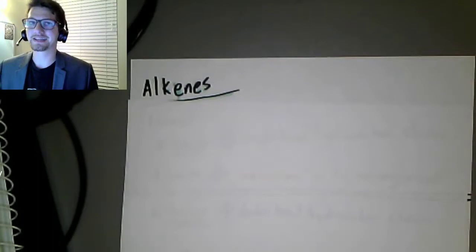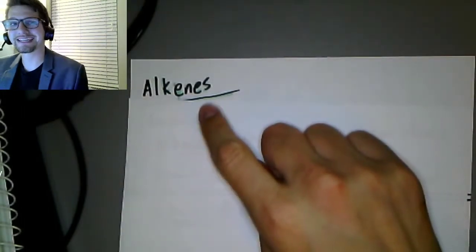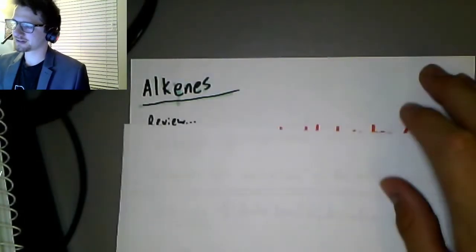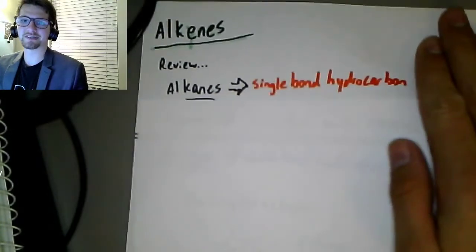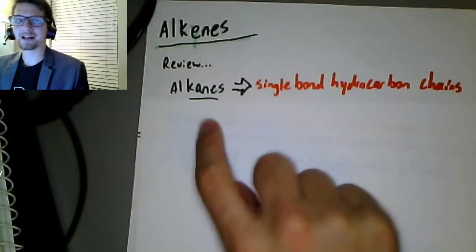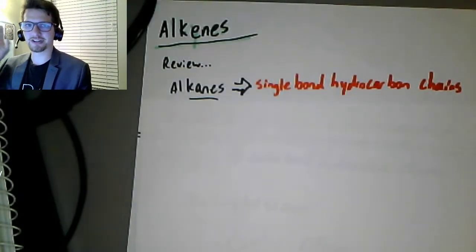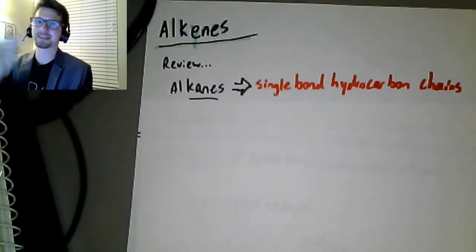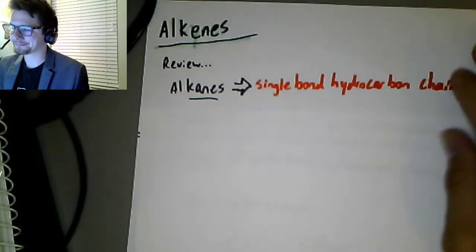Yesterday we talked about alkanes and isomers. And today we're going to be talking about alkenes. So, real quick, what were alkanes? You don't have to write this down because you already wrote this down. Alkanes are a single bond hydrocarbon chain. In other words, carbon, carbon, carbon, single bond, single bond, single bond, bunch of hydrogens. They all look like that.